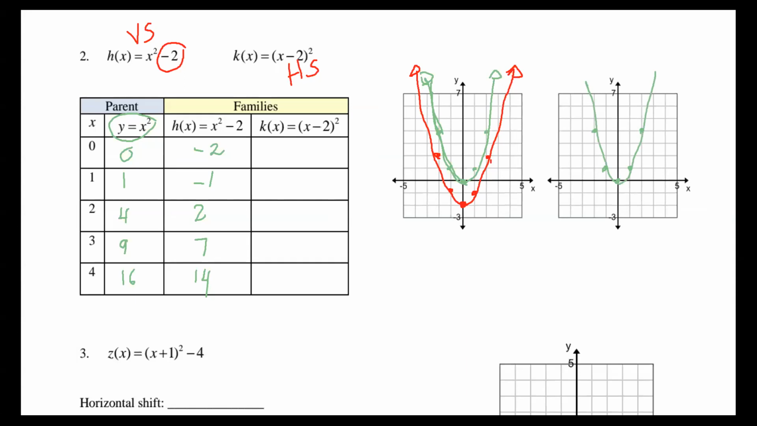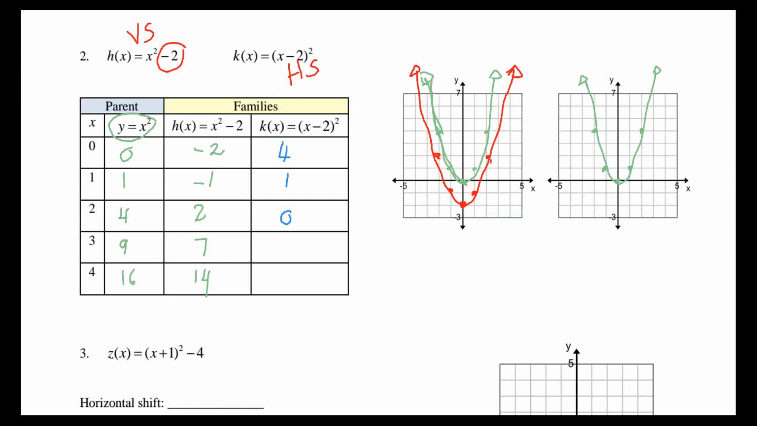So this is the parent function. I colored, use the same color for the parent. And then let's do the horizontal shift. So let's write the points here. So it's going to be 4, and then 1, then 0.